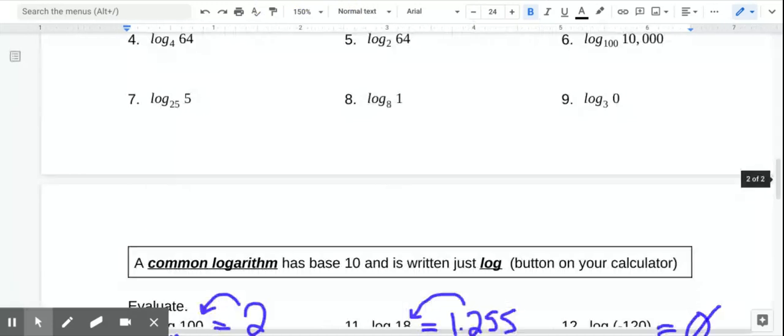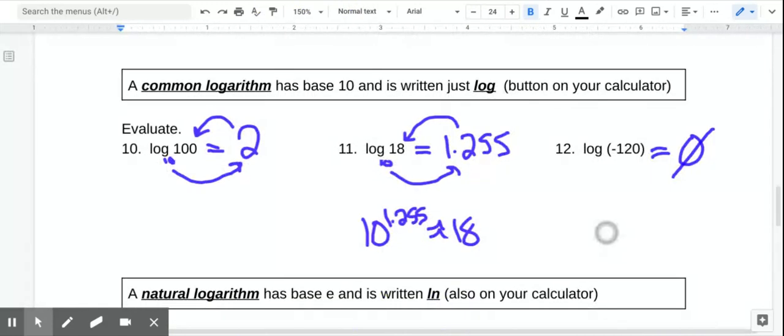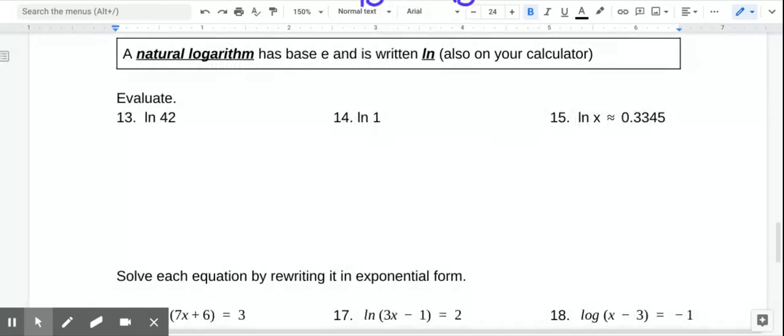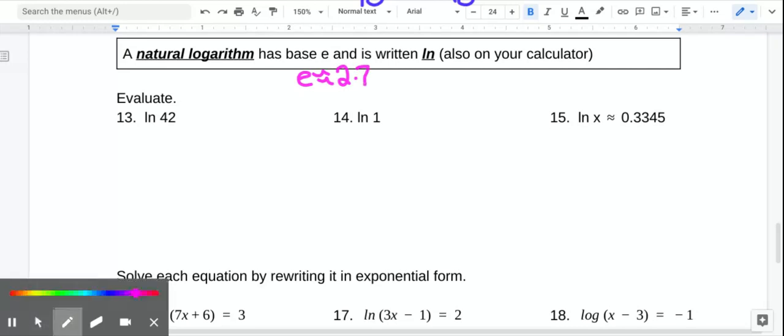All right, there is one other special type of logarithm, and it is called a natural logarithm. A natural logarithm has base e, and we talked about base e when we did our continuous growth. Remember, e is about 2.718, so on and so forth. So the natural log has base e. So this is a button on your calculator. It's ln. It should be right next to the log button.